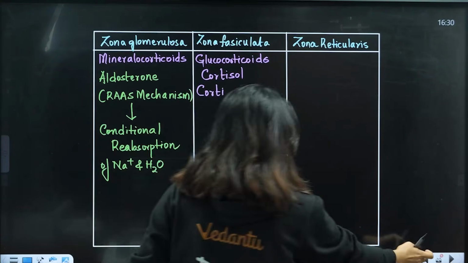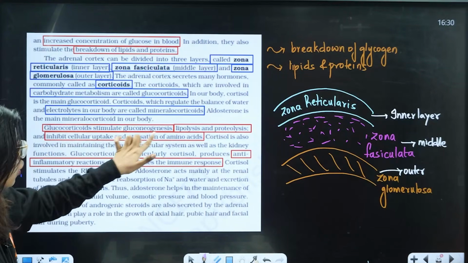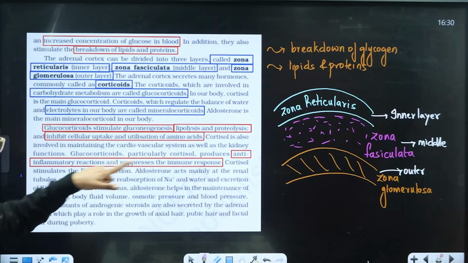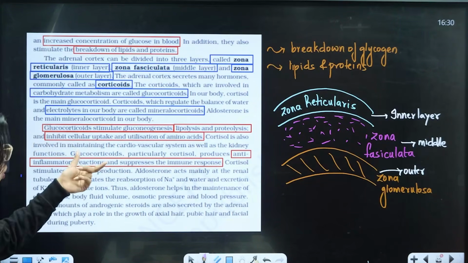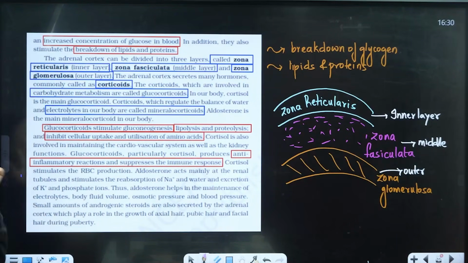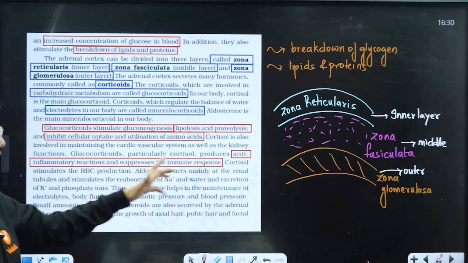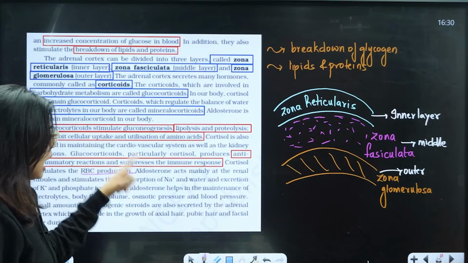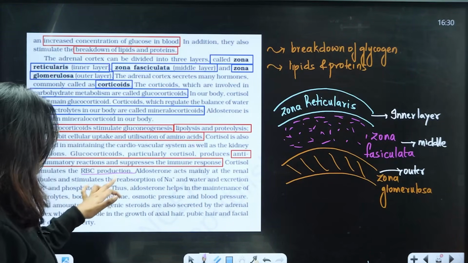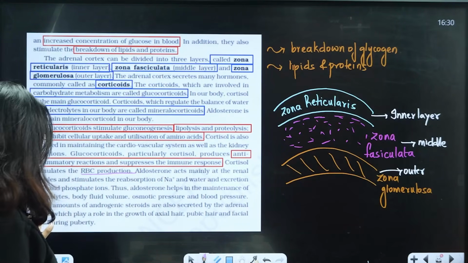Here in NCERT, can you see what they have mentioned? Glucocorticoids stimulate gluconeogenesis, lipolysis and proteolysis and inhibit the cellular uptake. Cortisol is also involved in maintaining the cardiovascular system as well as the kidney functioning. Glucocorticoids, particularly cortisol, produce an anti-inflammatory reaction and suppress the immune response. They also stimulate RBC production. Aldosterone, this we already understood. Thus, aldosterone helps in maintenance of electrolytes, body fluid, osmotic pressure and blood pressure.